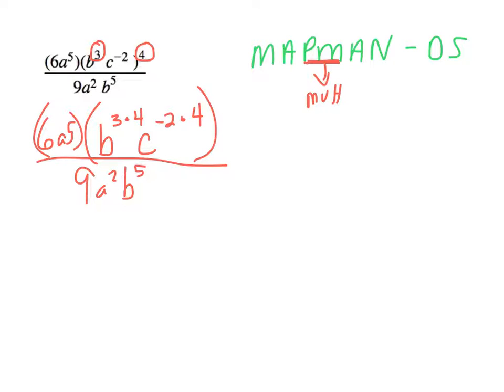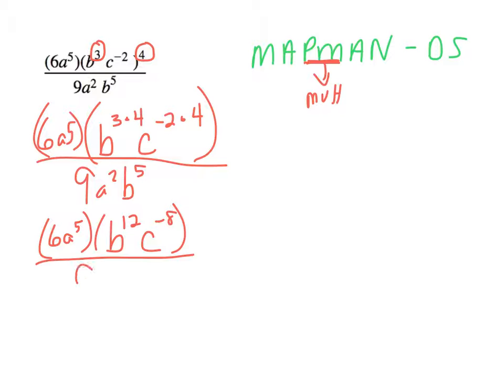So I've got 6a to the 5th, and then I've got b, 3 times 4 is 12, and c, negative 2 times 4 is negative 8, over 9a squared b to the 5th. Okay, so it's a lot cleaner now.